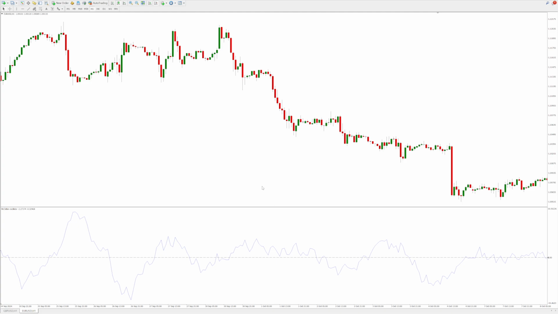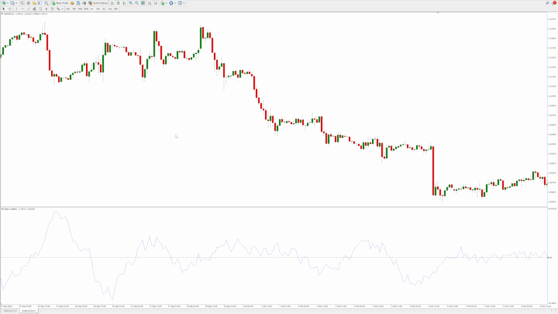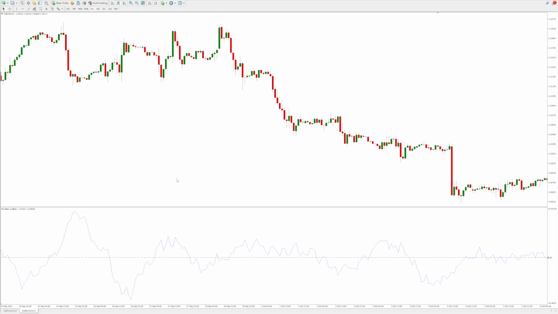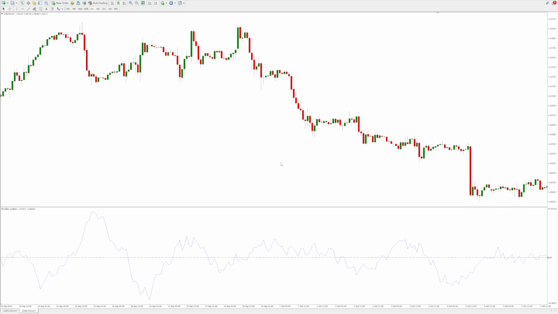The McClellan Oscillator indicator you can find from various sources online if your trading platform doesn't already have it. Here I'm using the MT4 platform. This is a Euro-Dollar 1 hour chart, and basically I'm going to use the McClellan Oscillator to help me determine the trend direction, the momentum of the trend, and overbought and oversold market conditions to avoid trading in unfavorable conditions and to help me time my entry.